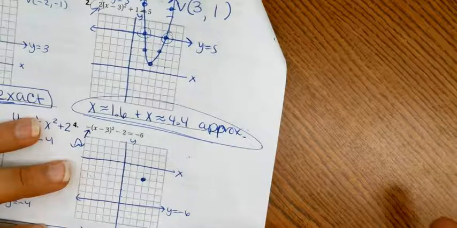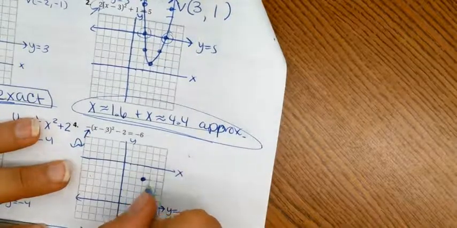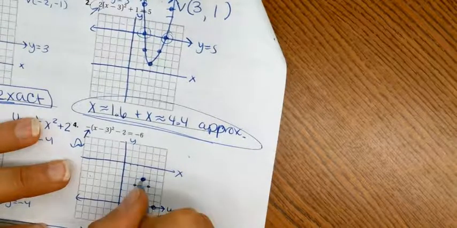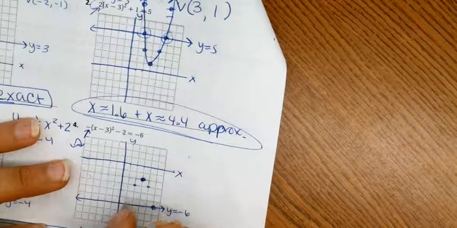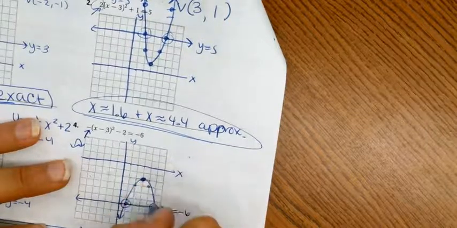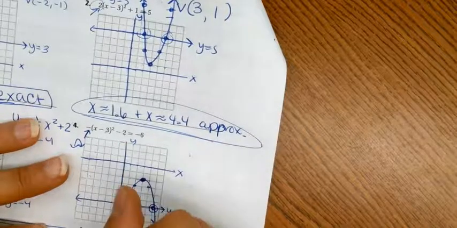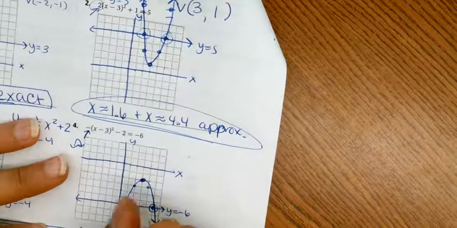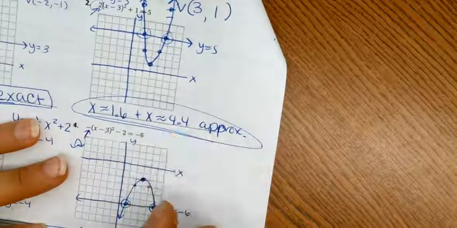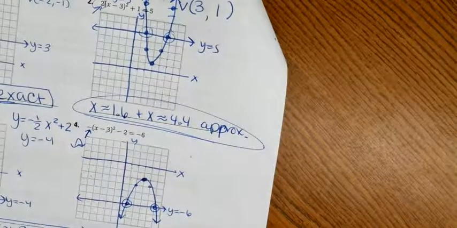Does it have a vertical stretch or shrink? No. So over 1, down 1. Over 2, down 4. It has a perfect intersection here and here. This is going to be an exact answer. And what's my exact answer? That's going to be x equals 1 and x equals 5. Exact.